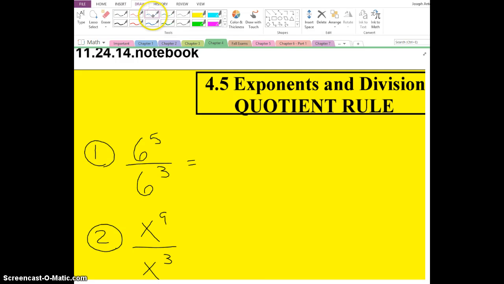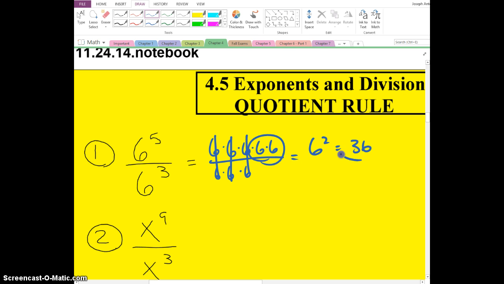Alright, so today we're going to talk about the quotient rule, which involves dividing exponents. So we have 6 to the 5th divided by 6 to the 3rd. Like I always say, when in doubt, write it out. So this is 6 times itself 5 times divided by 6 times itself 3 times. We know that a number divided by itself equals 1, so we can cross off all 3 of those, and we're left with 6 squared, which equals 36.